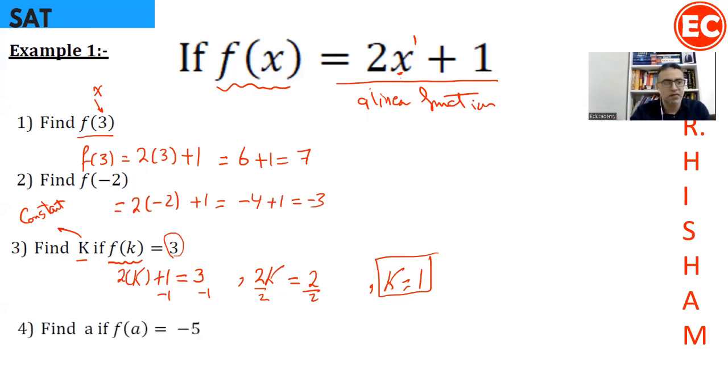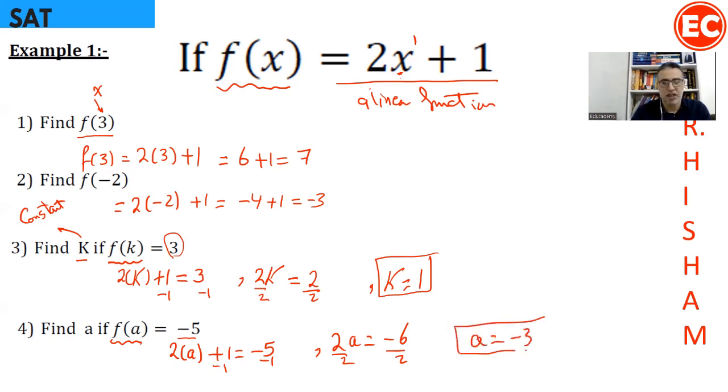Another example to clarify it for you: if f of a, where a is a constant, is equal to negative 5, find the value of a. I'm going to replace x with a, so 2 multiplied by a plus 1 is equal to negative 5. Subtract 1 from both sides, so 2a is equal to negative 6. Then divide both sides by 2, so a is equal to negative 3. So again, there is a big difference between f of a number, for example f of 2, and f of x equal to 2. In the first one, I am replacing x with 2, but in the second one, I make the equation equal to 2.